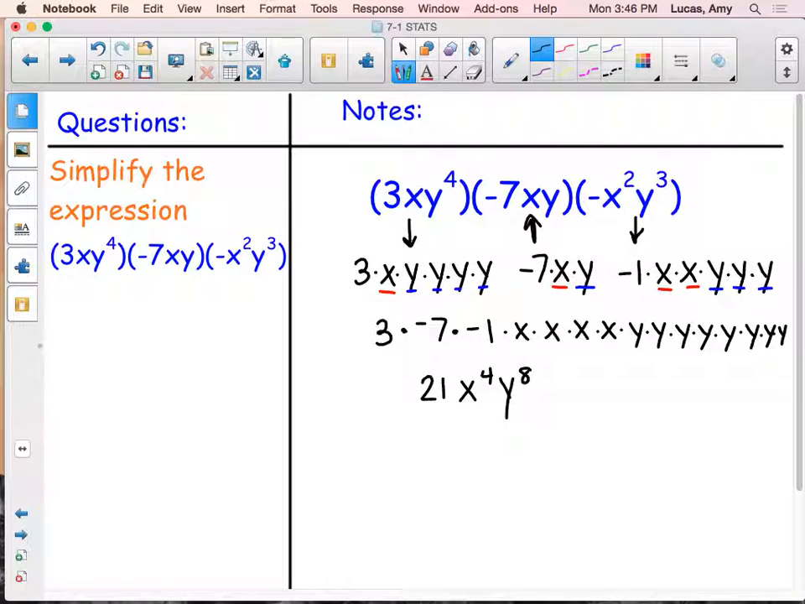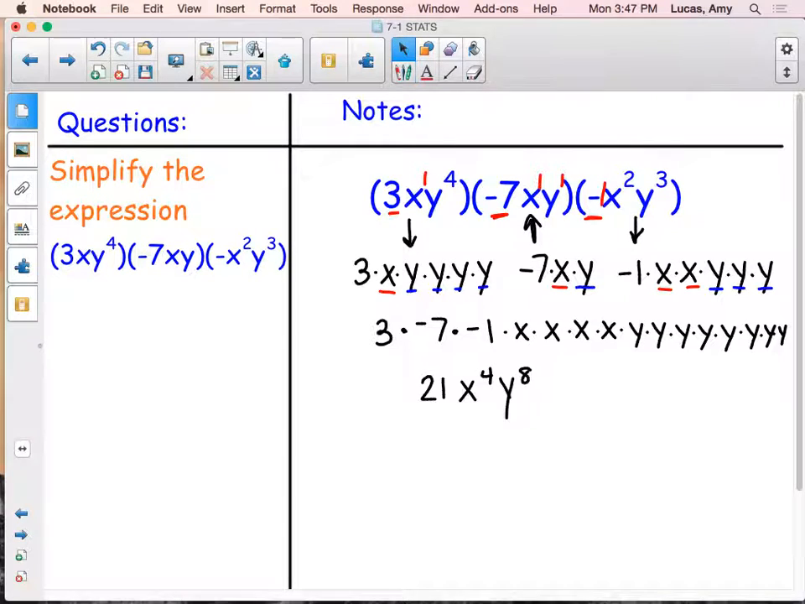Like that. You don't have to expand it. Again, you can multiply 3 times negative 7 times negative 1 and get the 21. You could put a 1 here, a 1 here, a 1 here, and then add your exponents on your x's and add your exponents on your y's. And you could get the correct answer that way.